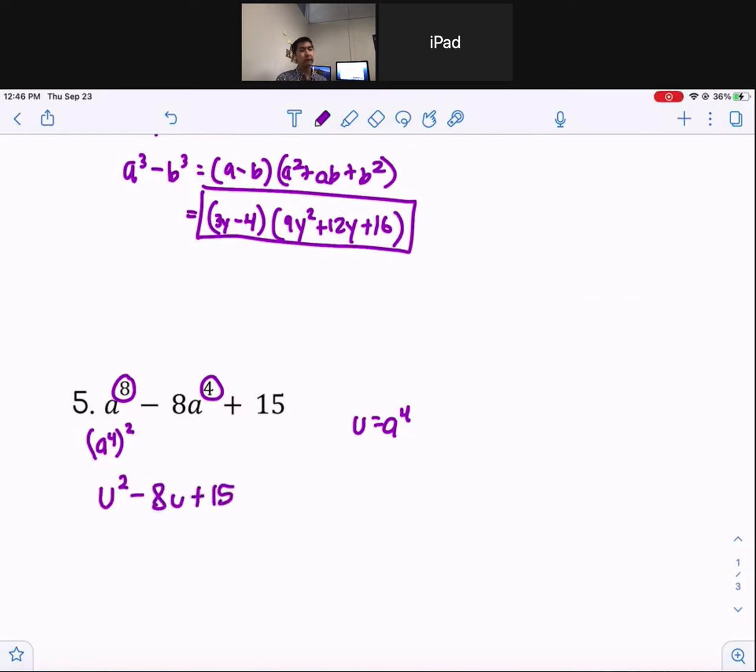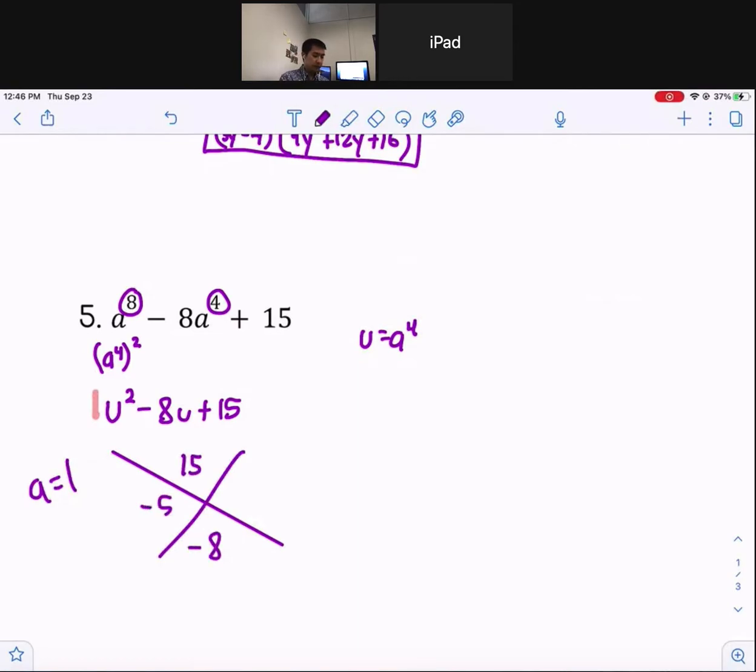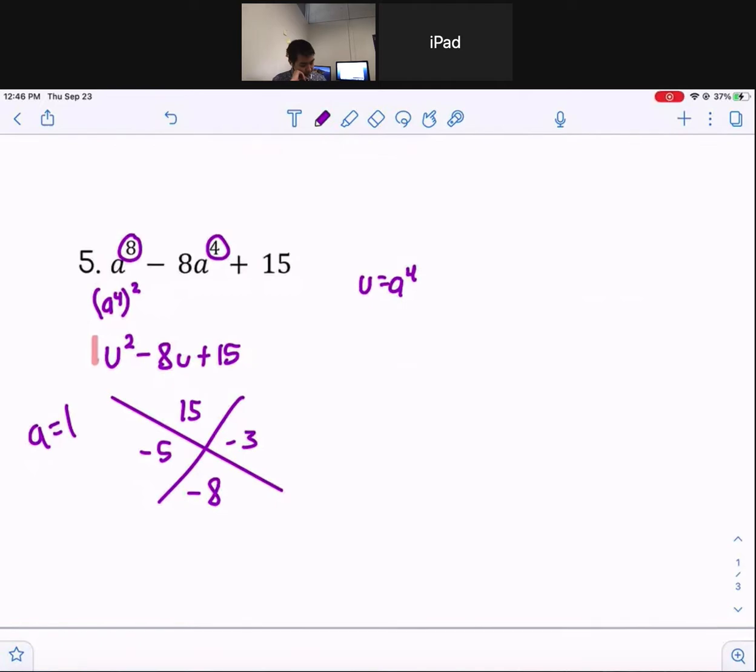Okay, now do we have a equals 1 case or a is greater than 1? This is certainly an a equals 1 case. So that's good, because then we could just use our 2 side numbers. Negative 5 times negative 3 gives you positive 15, but when you add negative 5 and minus 3, that gives you negative 8. So it's u minus 5. Remember, when a is equal to 1, you use the two side numbers, and u minus 3. Now, don't forget to plug in a to the fourth for u.